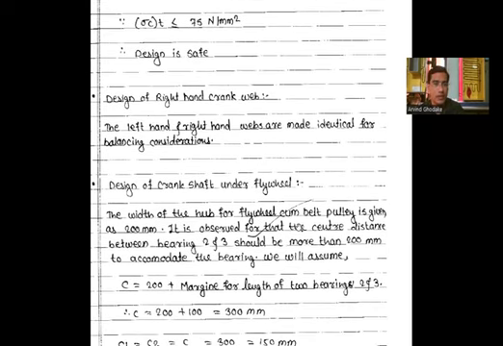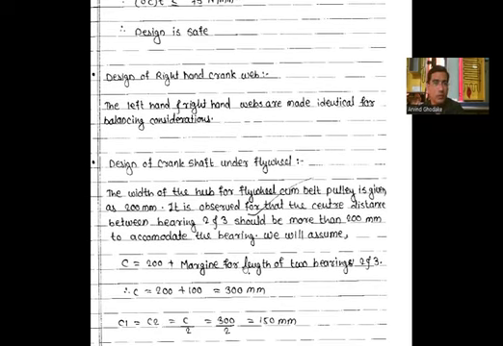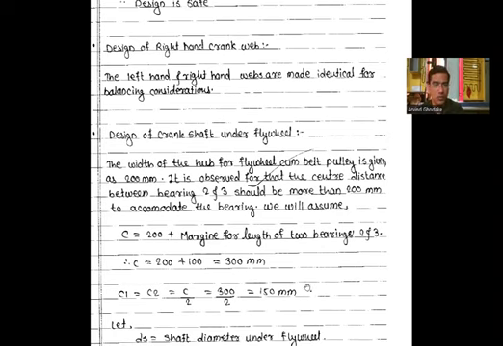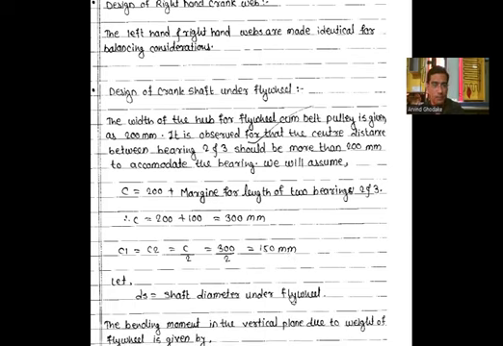Next is the design of the crankshaft under the flywheel. The width of the hub for the flywheel cum belt pulley is given as 200 mm. So it is observed that the central distance between bearings 2 and 3 should be more than 200 mm. To accommodate the bearings, we assume that C is equal to 200 plus the margin length of the two bearings 2 and 3. Therefore, C is equal to 300 mm, and C1 and C2 are equal to half of C, that is 150 mm.